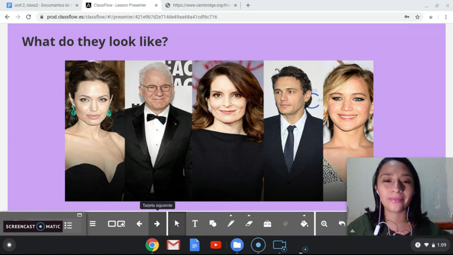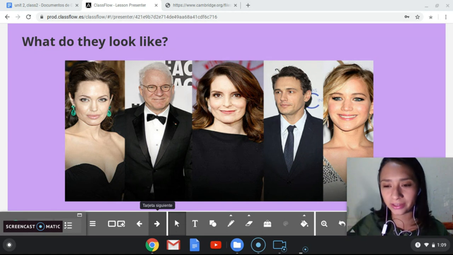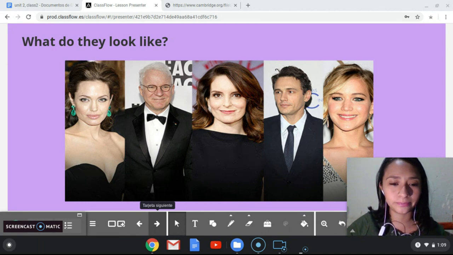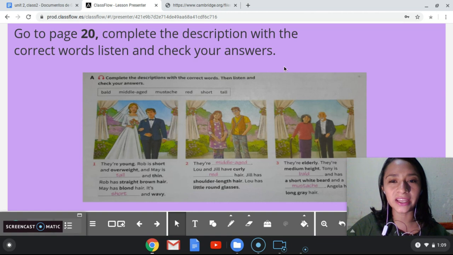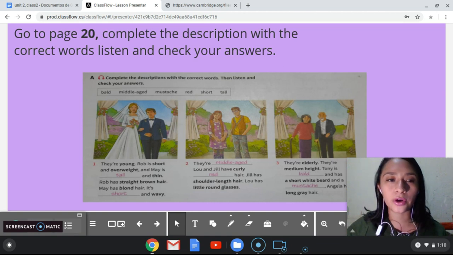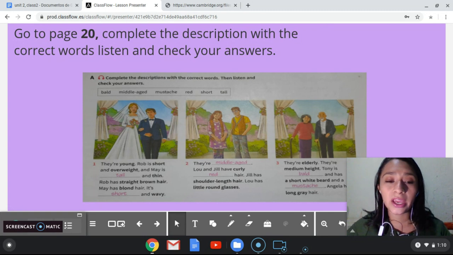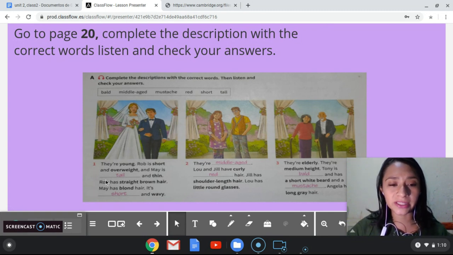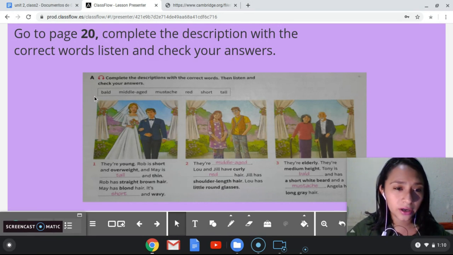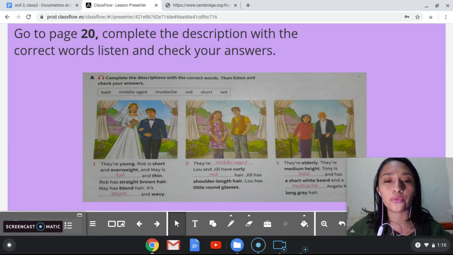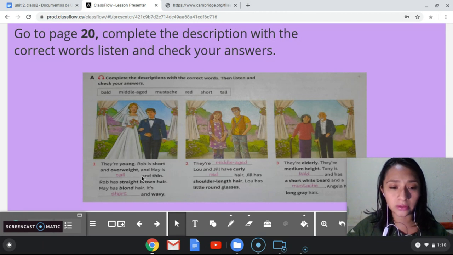Okay, good. So we will go ahead and turn the slide, go to another slide. And for this, we are going to use our book. I need you to go to page 20 and we will work on exercise A. I'm going to play an audio for you and I need you to complete the empty spaces with the words that you have in the box. The words that we have are bald, middle age, mustache, red, short, and tall. So all these words you will use in these descriptions below the pictures. Okay.